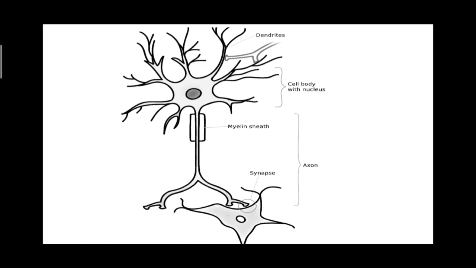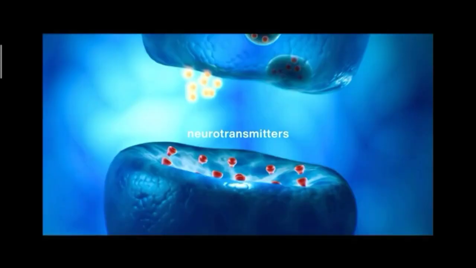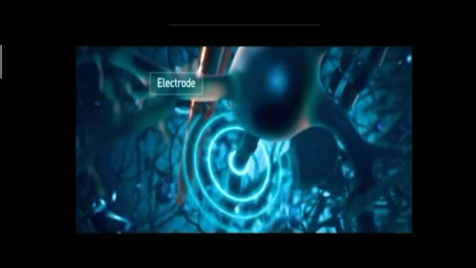Synapse and cell body include chemical changes, whereas axon includes electric changes. And here you can see two synapses where a chemical signal is being transmitted from one synapse to another. This chemical signal is known as neurotransmitter.